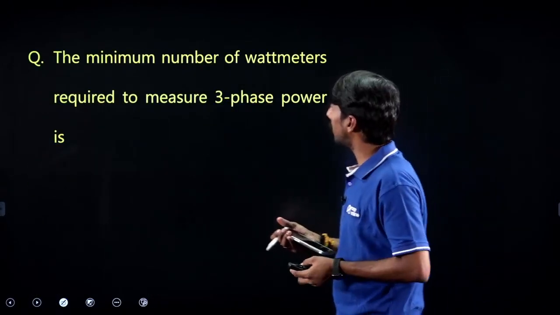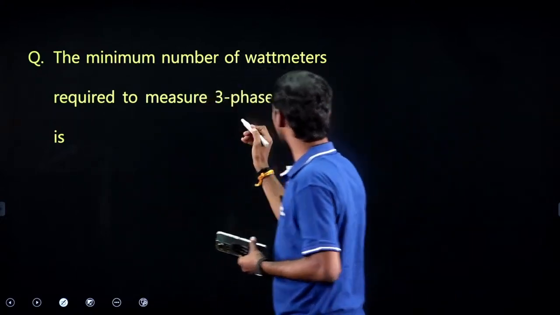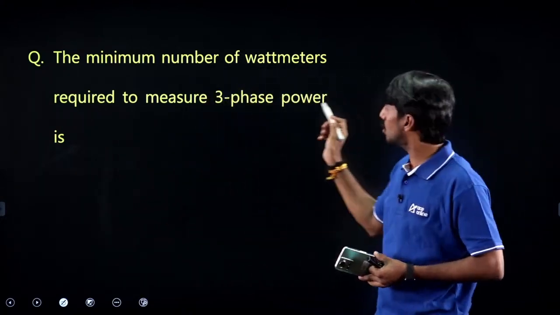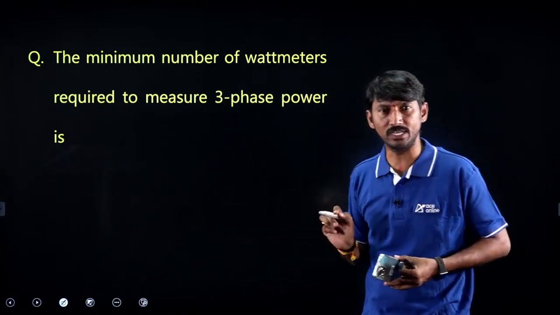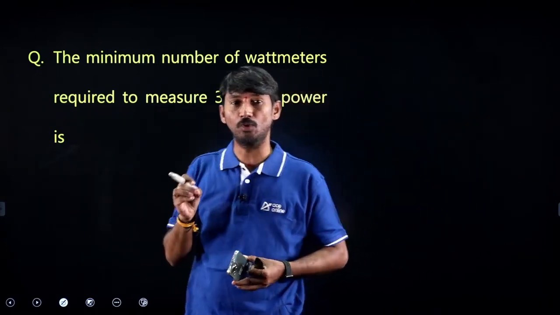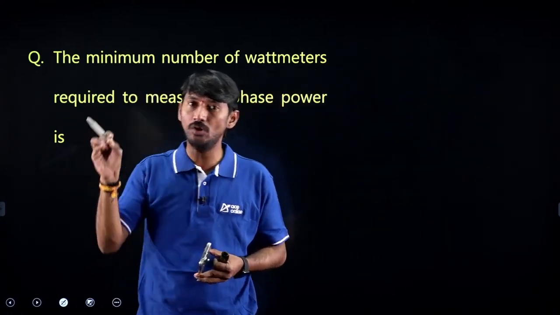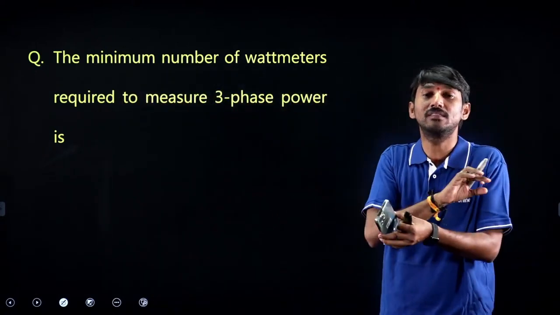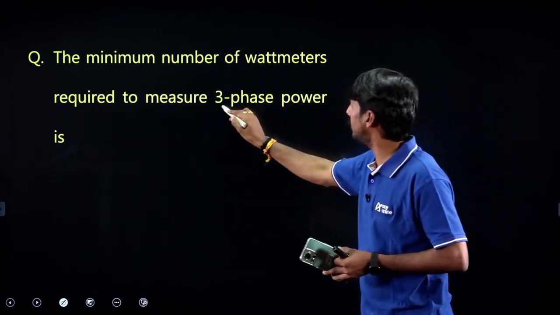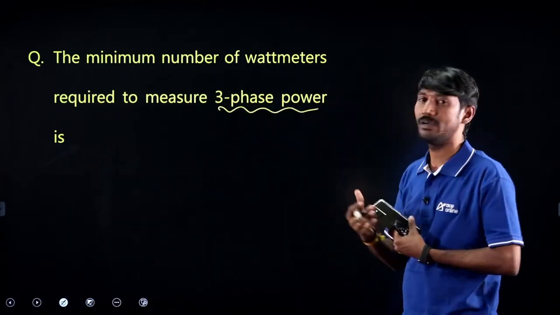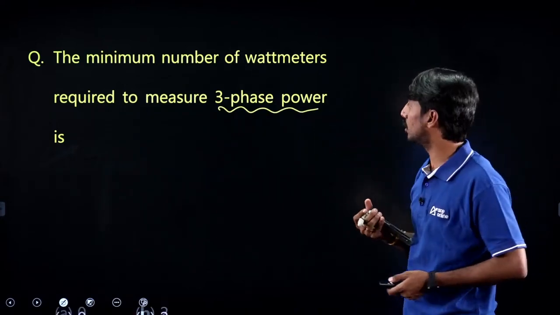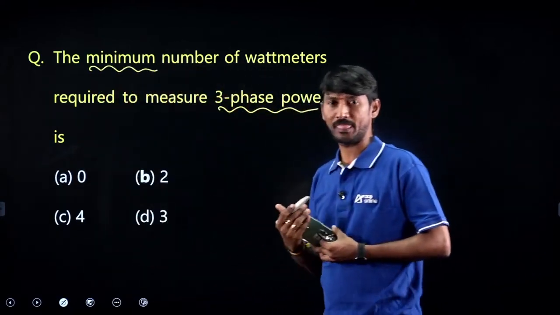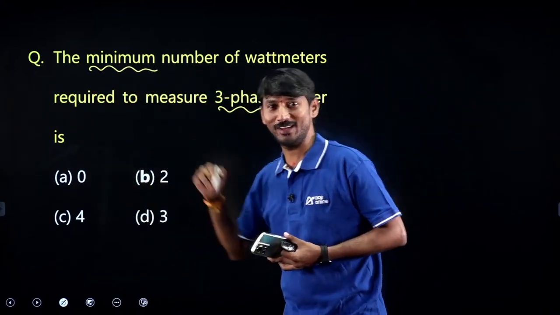The minimum number of wattmeters required to measure three-phase power is... Sir, in this question he has not mentioned what the type of load is. Is it a star connected load or delta connected load, balanced or unbalanced? Nothing is mentioned. Simply three-phase power measurement. How many wattmeters are required? He is asking the minimum. Simple. Zero is anyway not the answer.